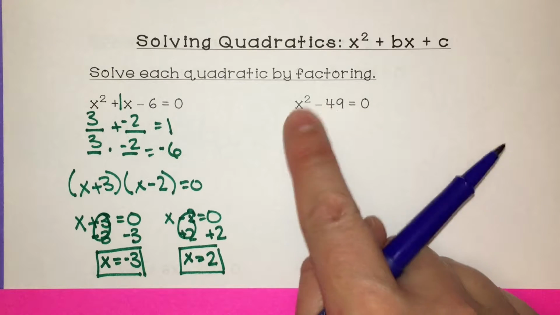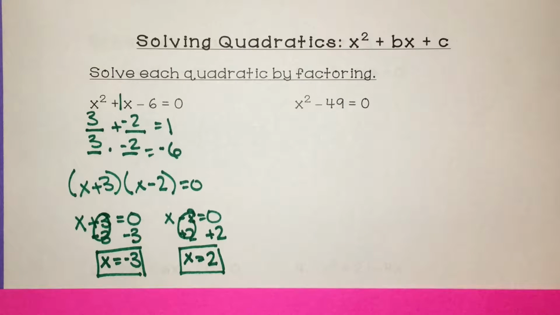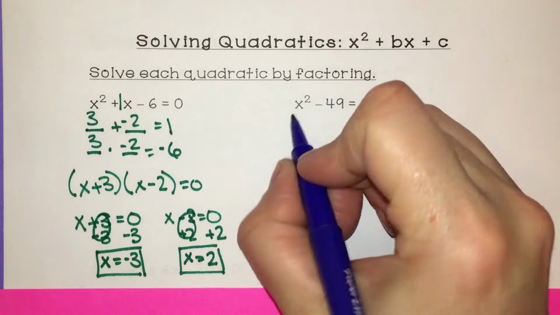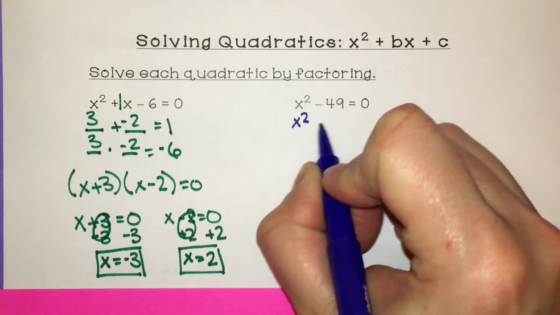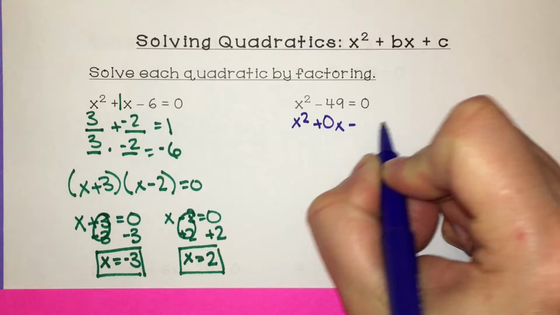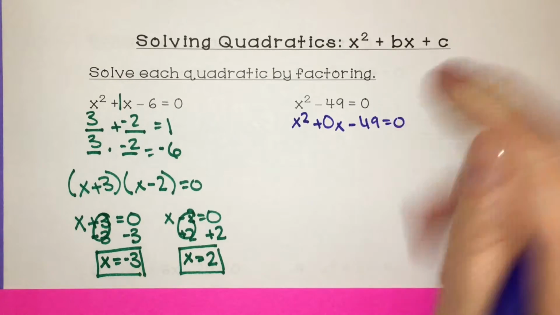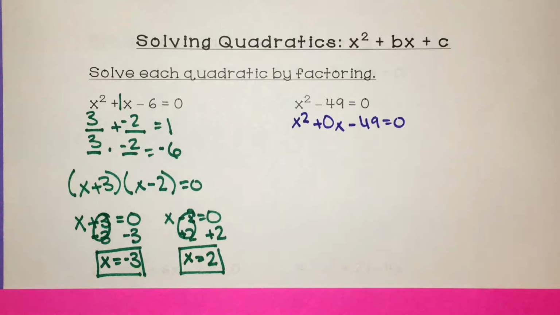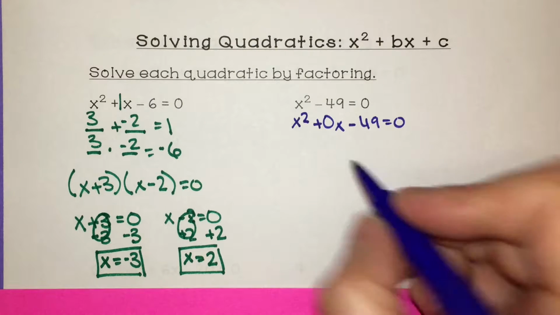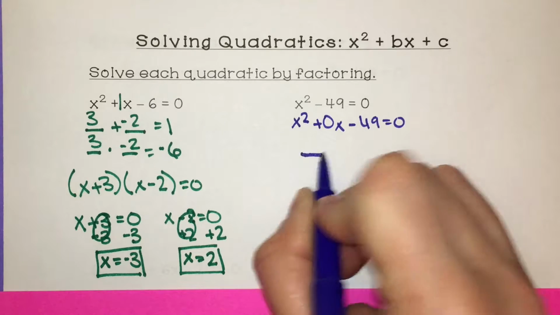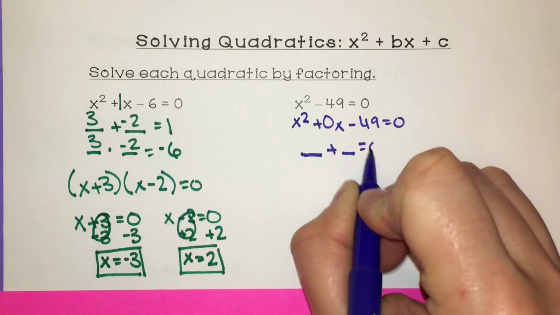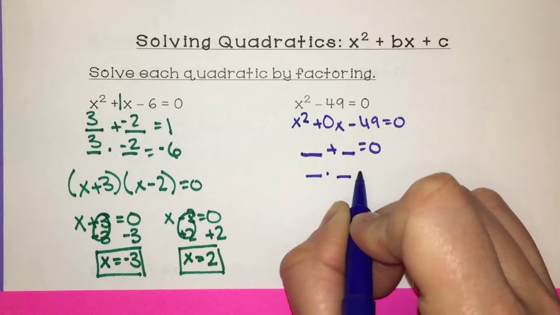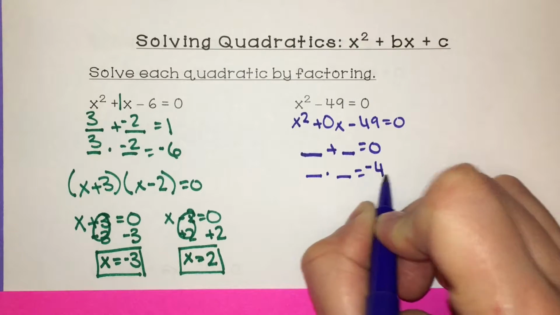All right, so this one's slightly different. We don't have that term in the middle. That means it canceled out. So I could write this as x squared plus 0x minus 49 equals 0, just so you can see what was in the middle canceled out. So that means what adds together to equal 0 and multiplies together to equal -49.